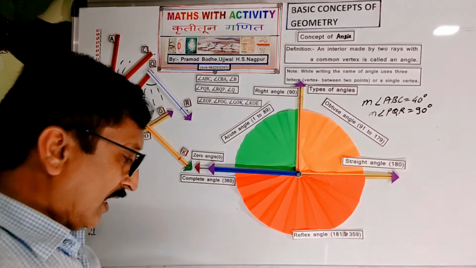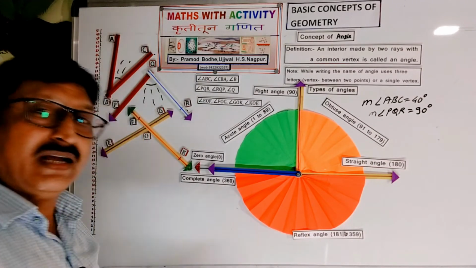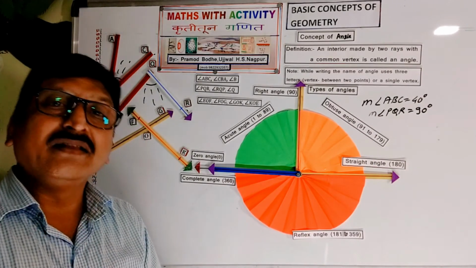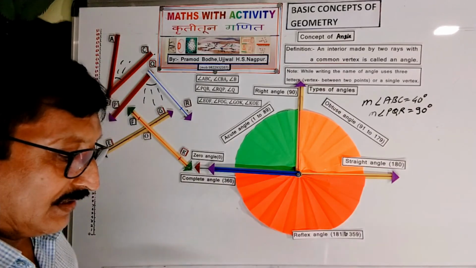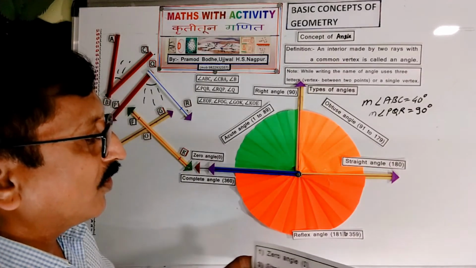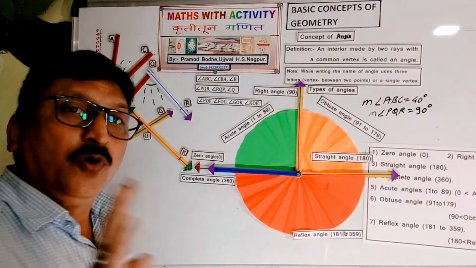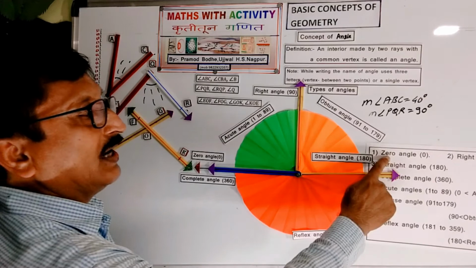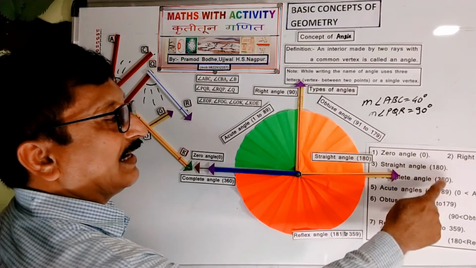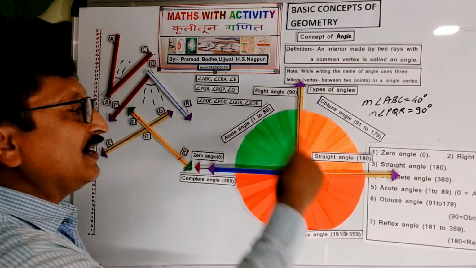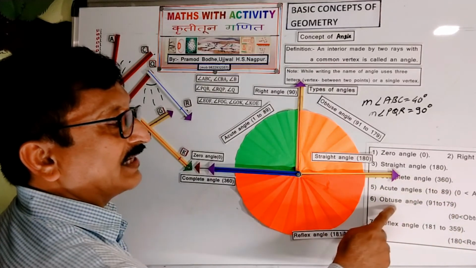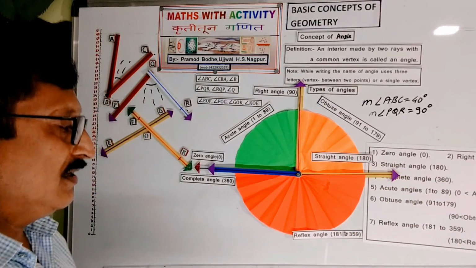In such a way you can identify the types of angles and find the measures of angles, and therefore we have some information about this. You can say that there are 4 main types of angles: zero angle, right angle, straight angle, and complete angle, and in between them there are 3 different types. They are given the range of the angles.